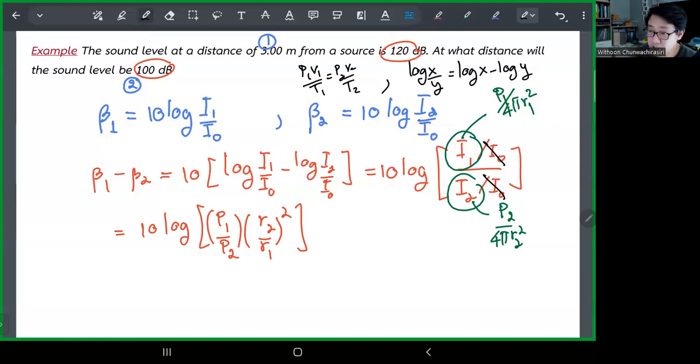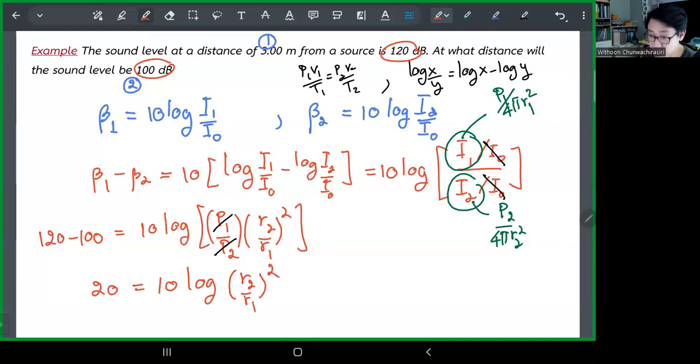And even easier for this one, you are not changing any source. It's the same source, you're just moving away. So P1 and P2 must be the same, so they cancel as well. You're only left with R2 and R1. Now it's time to substitute the values into it. Beta 1 is 120, beta 2 is 100. So the left side is 20. The right side, now you are left with just this. And actually I can even substitute R1, because R1 is 3.